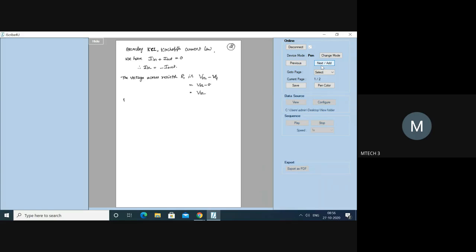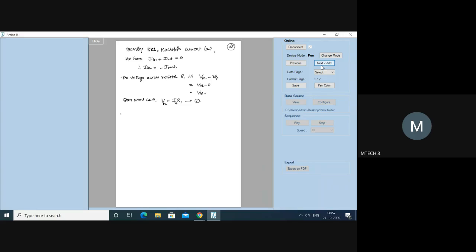From Ohm's law, what is V equal to? V is equal to I into R. Now let us take the input resistance. V becomes Vin, I is Iin, and R is the input resistance, R1. I will call this equation number 1. So from Ohm's law, Vin is equal to Iin into R1.